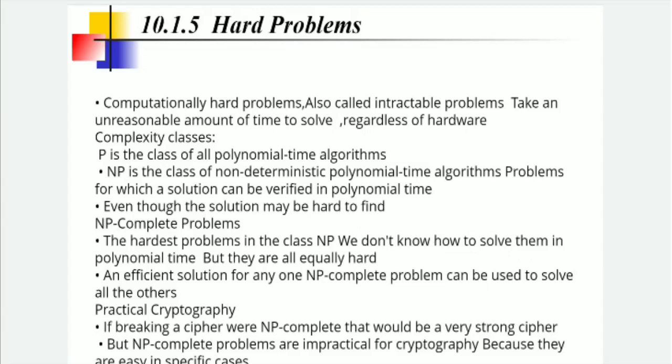The next class is NP complete problems. In all the complexity classes, the problems that come under this class are the hardest problems to be solved. We don't know how to solve them in polynomial time, but they are all equally hard. An efficient solution for any one NP complete problem can be used to solve all the other NP complete problems in the class.